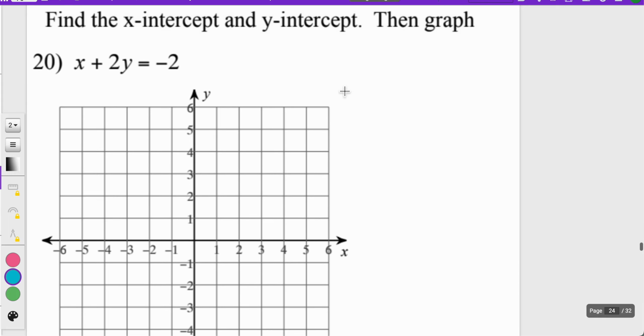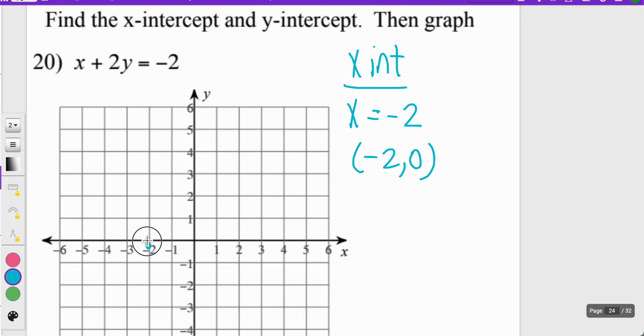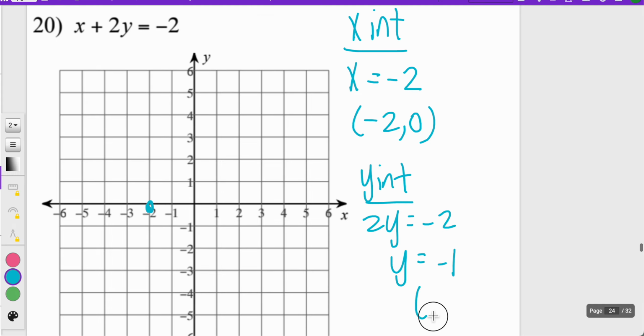Our final one, still the same thing with x and y intercepts. X-intercept, keep the x. I'm getting x is negative 2, so negative 2, comma 0. And then for my y-intercept, keep the y, so 2y is equal to negative 2. Y would be equal to negative 1, so that point is 0, negative 1, which ends up here and then creates a negative slope. Okay?